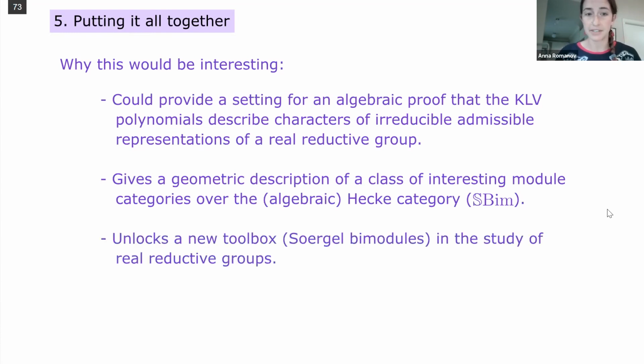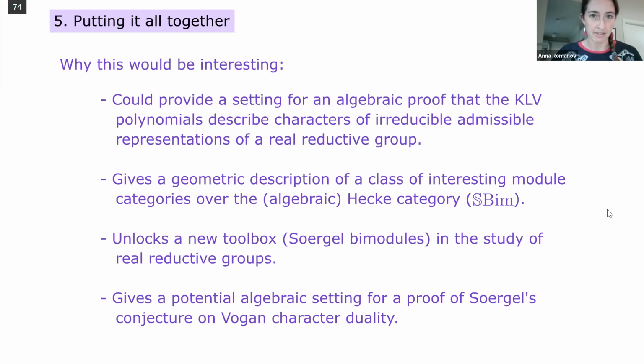And then it also just kind of gives us a new toolbox for studying real groups, Soergel bimodules. But then the real reason why I started thinking about this project was that there's this conjecture of Soergel about this Lusztig-Vogan module. The polynomials that appear in this module exhibit some sort of duality. This is analogous to the duality present in Kazhdan-Lusztig polynomials, but it's a little bit more subtle. For example, it interchanges different real forms of the same complex group.